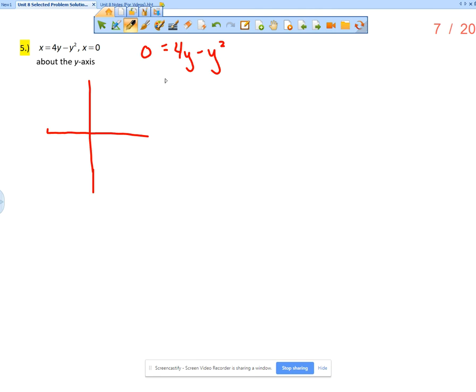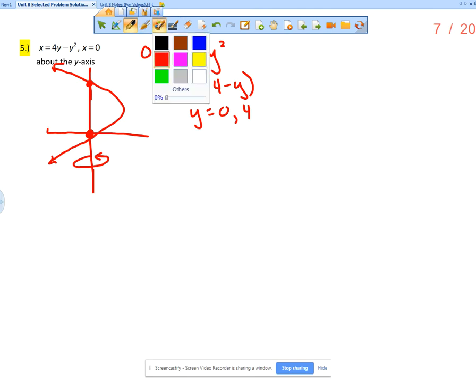If I do that, I get 0 equals, I can factor out a y, so I get y times 4 minus y. So y equals 0 and y equals 4, which means there are points at (0, 0) and (0, 4). So it's a parabola facing to the left, going through y equals 0 and y equals 4. x equals 0 is the vertical line that is the y-axis, and we're revolving around the y-axis.